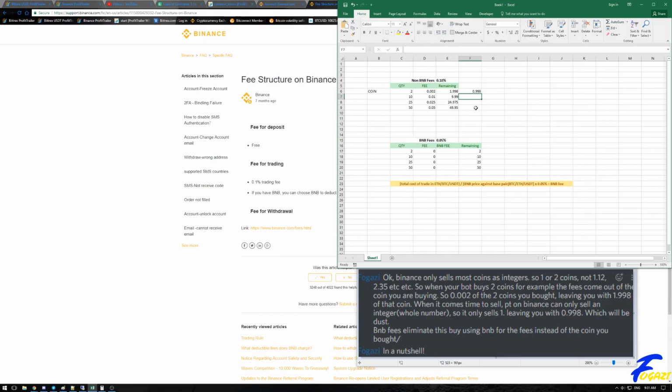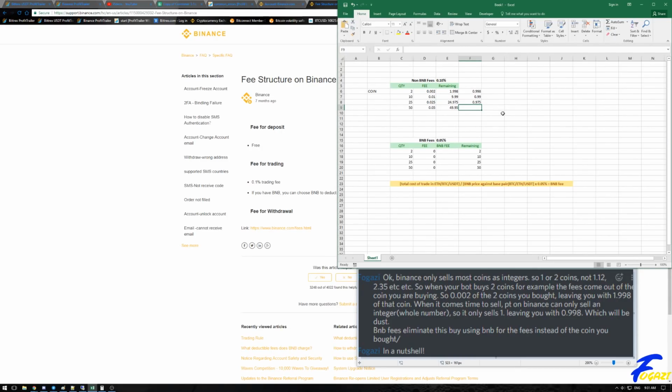So again, here you'd be left with 0.99 of a coin, 0.975. You see, it goes on and on. You're always going to be left with coins which are going to be dust, so it's going to fill up that dust log.